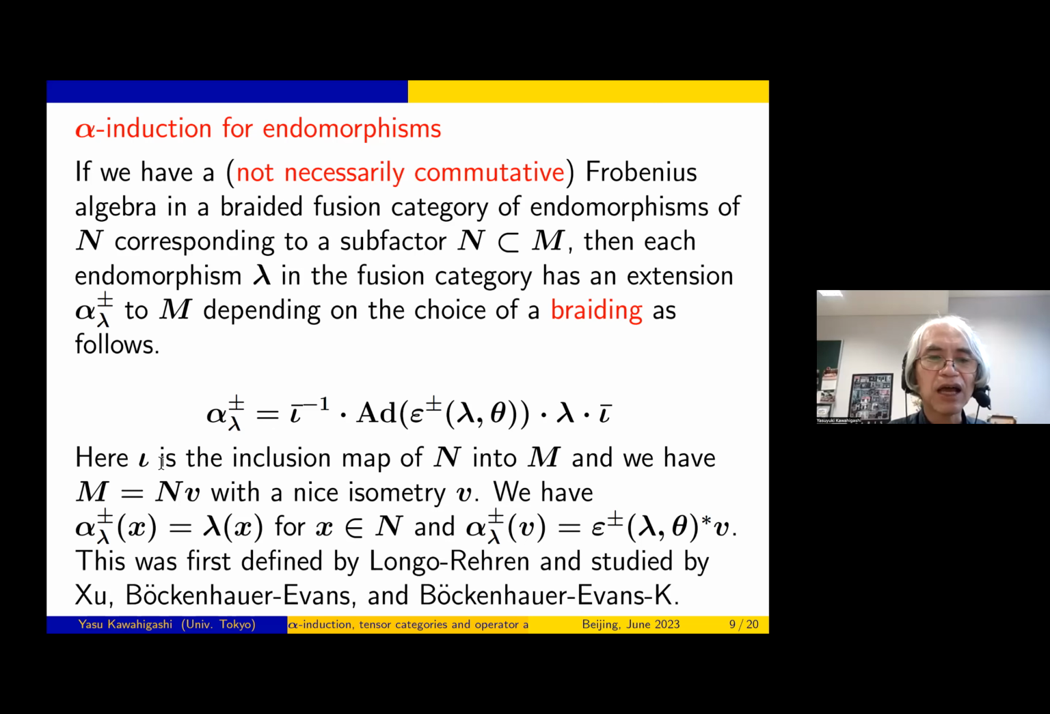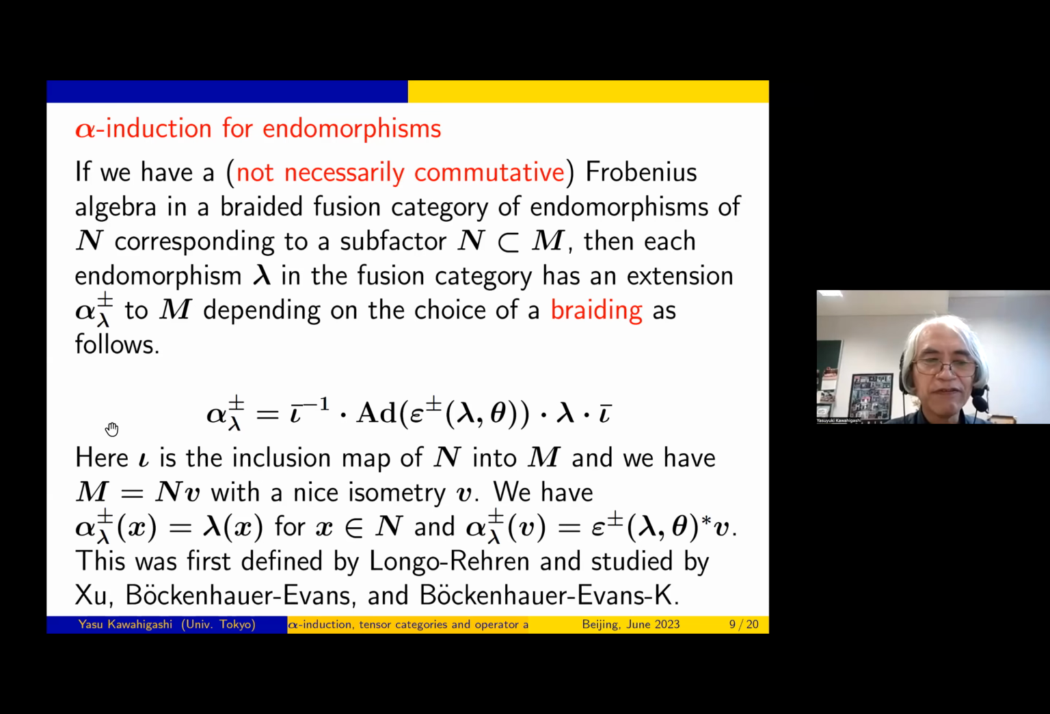Here, this iota is the inclusion map into M. Then we have iota bar, the dual object of the inclusion map, and also an inverse map, but the details don't matter. This epsilon plus minus is a braiding operator, a unitary operator, so we can take an adjoint. This theta is the original Frobenius algebra object, an algebra in the tensor category, and this lambda is the original endomorphism. The details don't matter, but it's important that we can write down everything explicitly, so we can make explicit computations of this alpha induction.